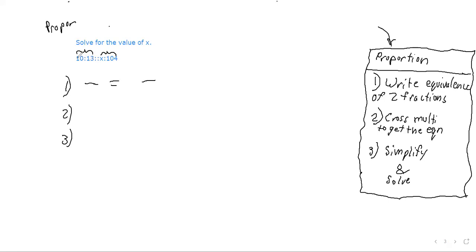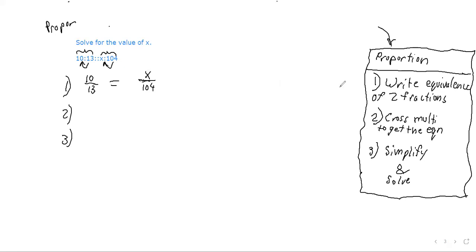Very simple. We have two numbers in a ratio and two numbers in a fraction. So the only thing we really need to know is which number goes on top. And for proportions, the number on the left always goes on top. So it's going to be 10 over 13. Same thing with the one on the other side. The number on the left goes on top. So it's going to be x over 104. All right? Okay, and there we have it.